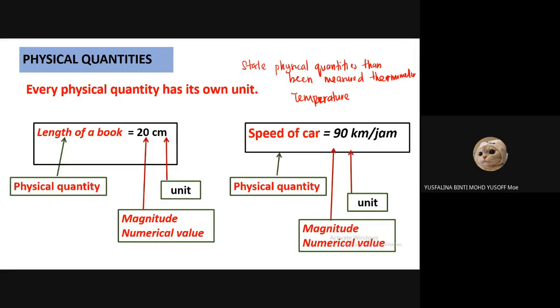So if the question asks to state the SI unit that is measured by thermometer, then you can put degree Celsius or Kelvin. If only physical quantity, you only put temperature. What you measure? The thermometer measures temperature. So I hope you are clear. What is a physical quantity? What is a magnitude? And what is a unit?